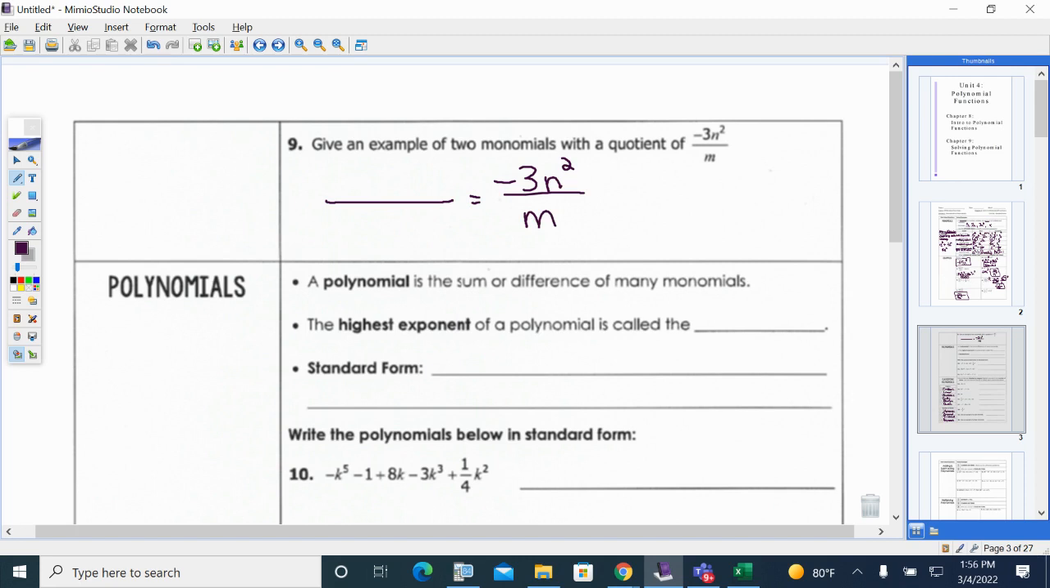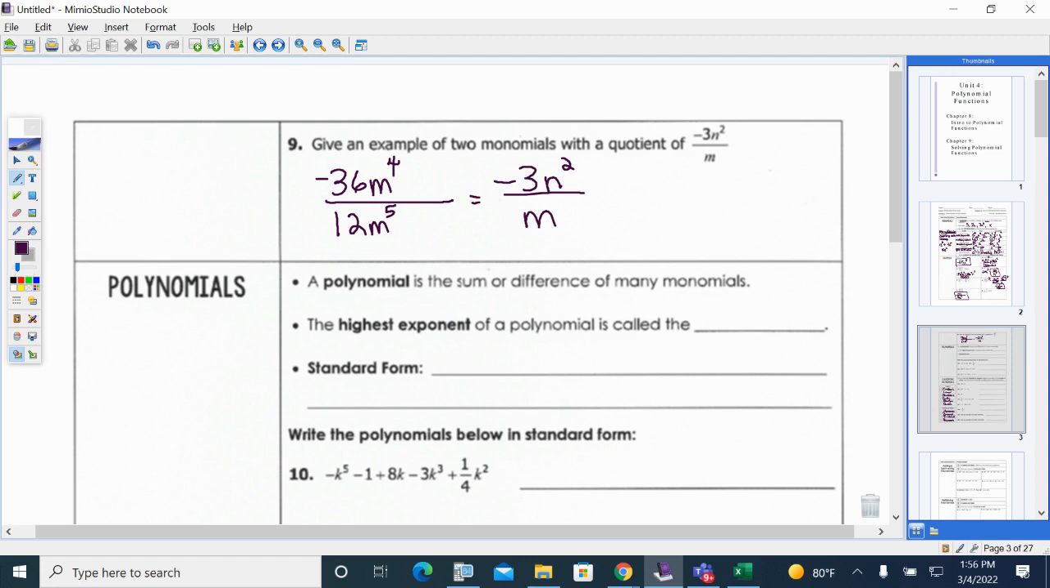There's lots of answers here. You could come up with your own. I'm going to say negative 36 and a 12. Negative 36 divided by 12 is negative 3. And then for my m's, I just need to make sure that if I'm going to end up with an m in the bottom, then my exponents need to have one more in the bottom than it does in the top. So let's say if I had 4 in the top, then I would need 5 in the bottom, so that I would end up with 1 in the bottom.